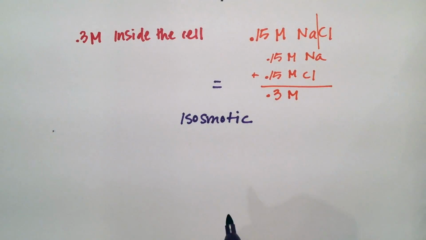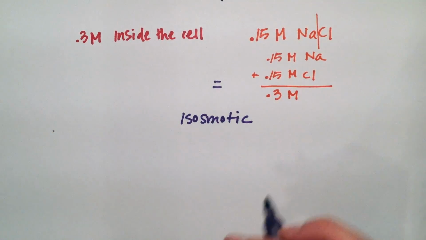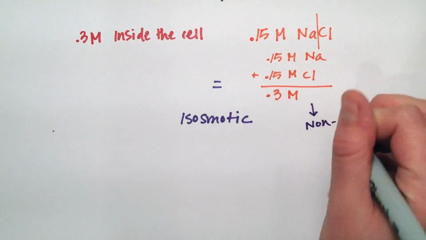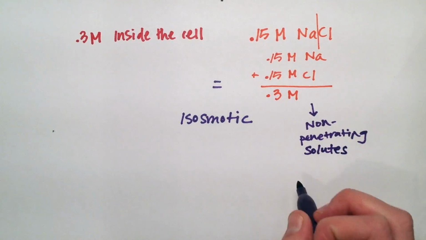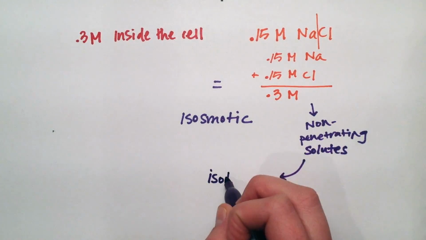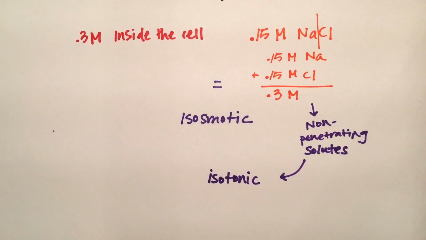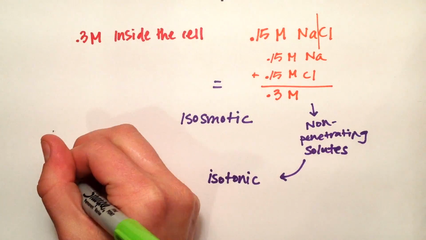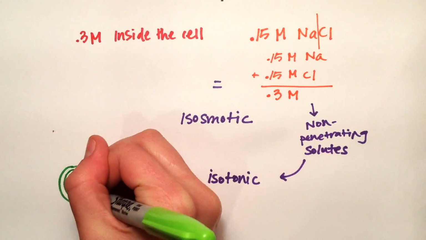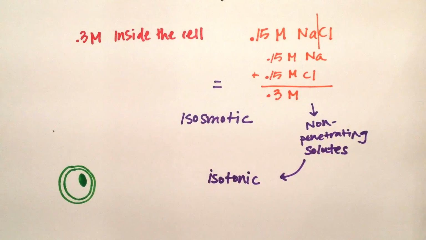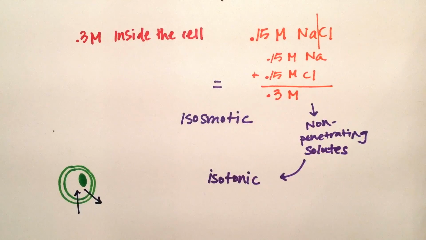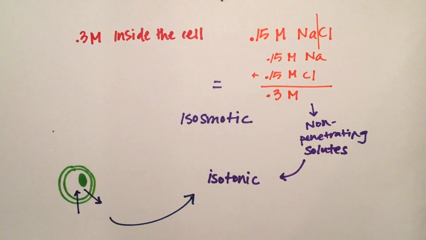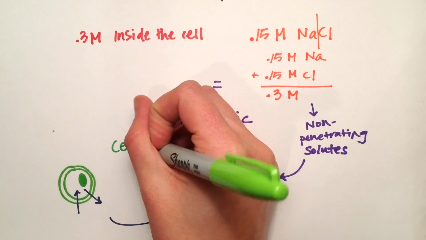We know that NaCl is a non-penetrating solute, so it will affect tonicity. It will not cross the membrane of the cell, so it is isotonic. The solution is isotonic. So if we draw the cell here, that means that although water can pass through the membrane, it is coming in and coming out at the same rate, and so the cell will remain the same size, therefore isotonic.